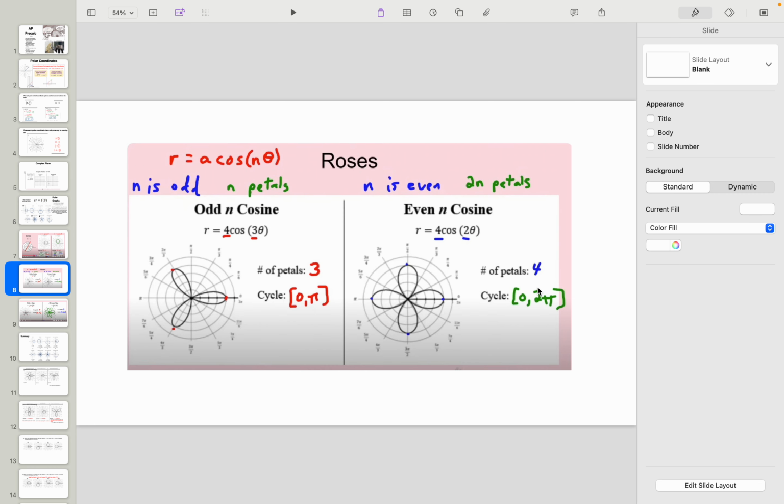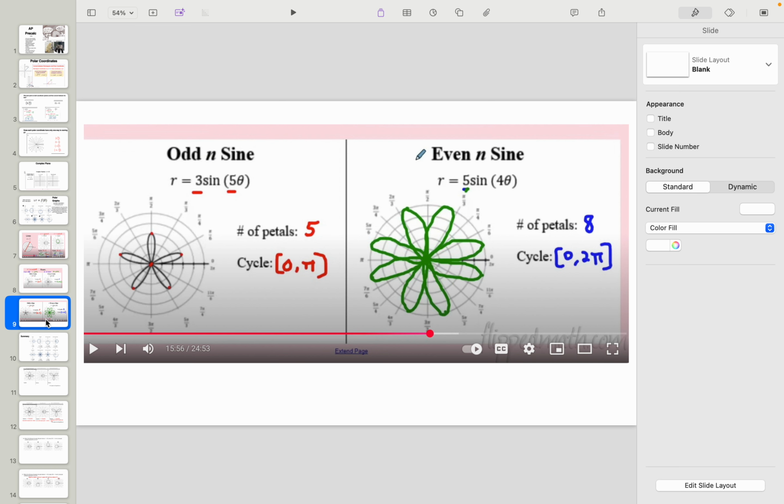All right, and we can just see that's because the cycle is also taking it longer to cycle through. So that kind of makes sense, right, in terms of number of petals. All right, when I have a sine, that's when my petals are not opening on the axis, right? And again, I have the same kinds of things. 3 is how big it's coming out. If it's an odd number, I have exactly 1, 2, 3, 4, 5 petals. And if it's an even number, I have twice as many petals.